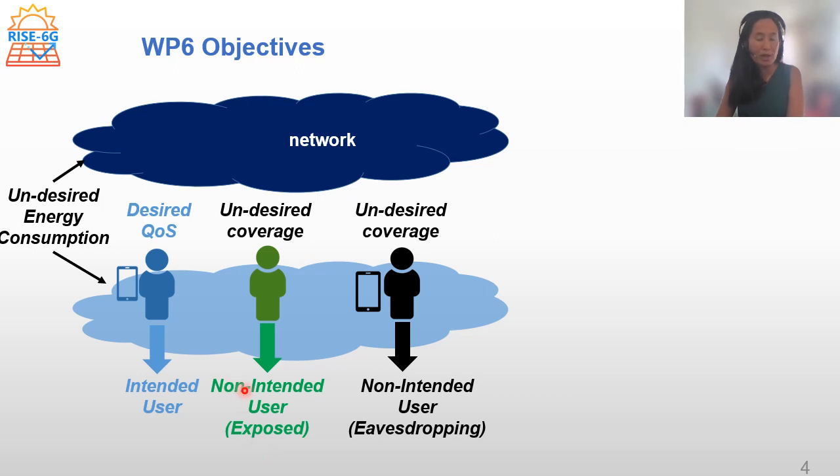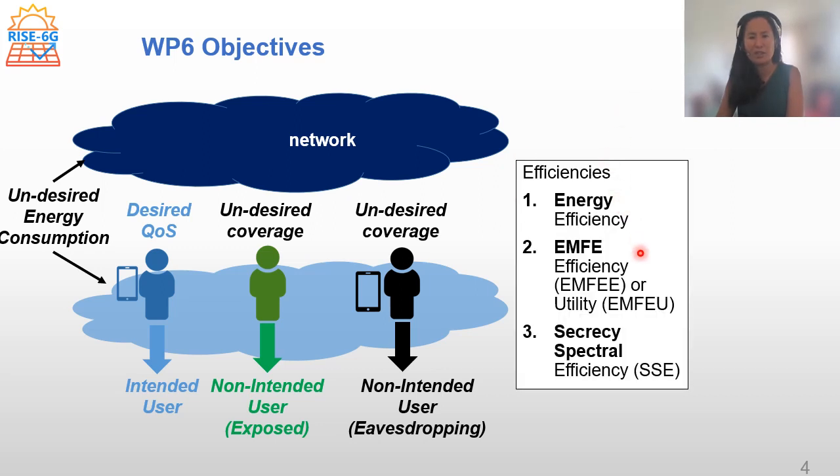Indeed, we have to take into account deployments of future networks in some areas with already very stringent electromagnetic field exposure thresholds due to stringent regulation. And we want to minimize undesired coverage of another type of non-intended user who is equipped with a device, the eavesdropper. So trying to maximize the desired and to minimize the undesired is trying to improve efficiency utility metrics such as energy efficiency, electromagnetic field exposure efficiency or utility, I'll come back to that, and secrecy spectral efficiency.